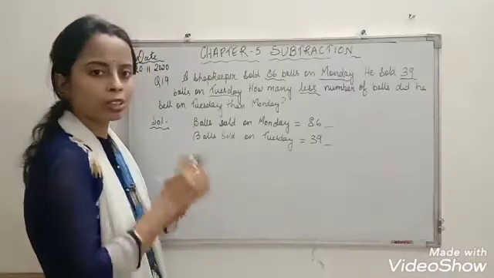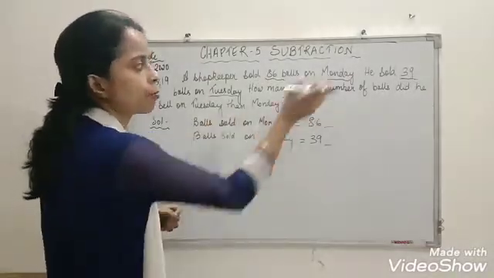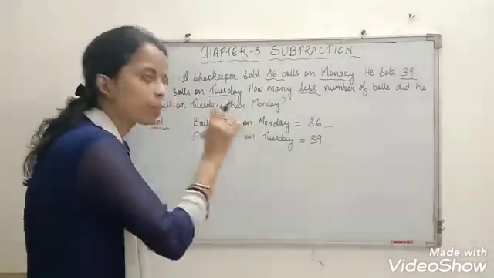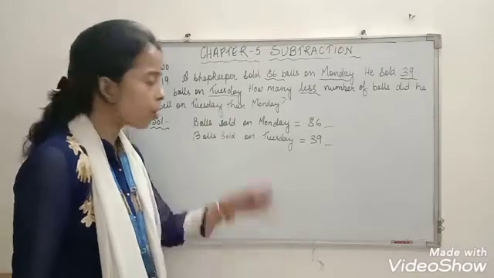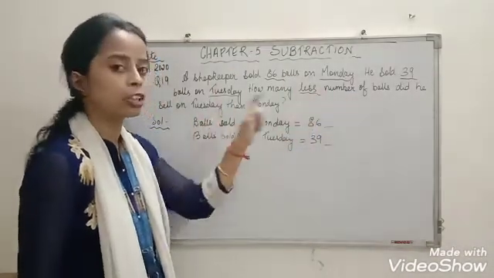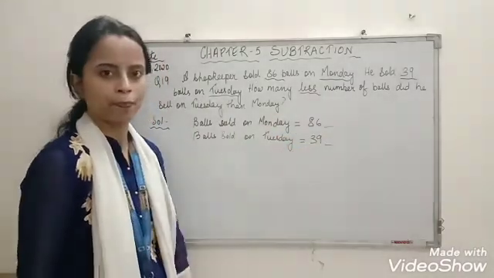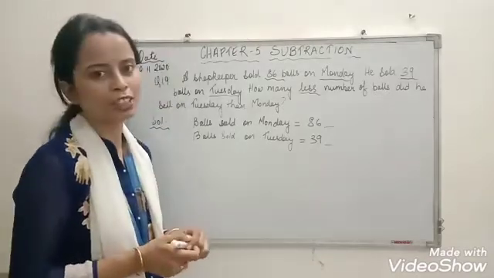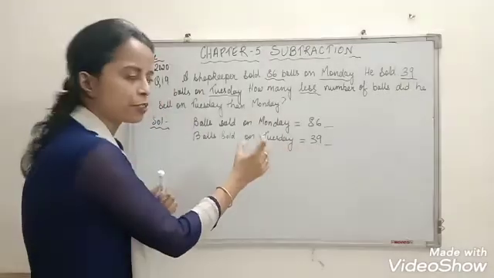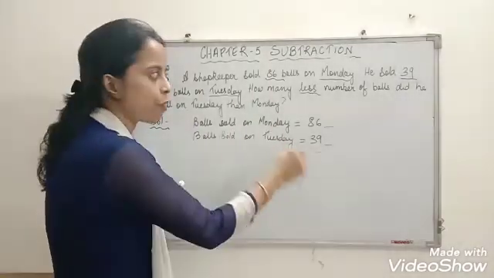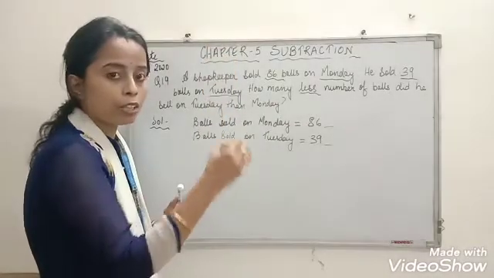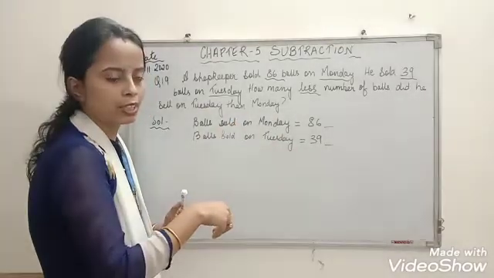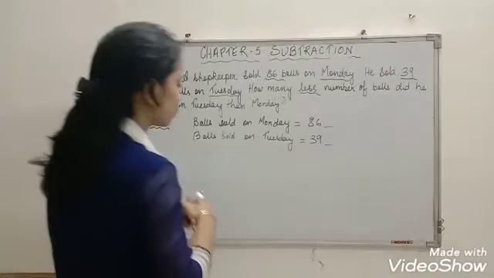Now what does the question ask? How many less number of balls did he sell on Tuesday than Monday? You have to find out how many less. So how are you going to find out, children? So here we are going to do subtraction to find out the number of balls sold on Tuesday compared to Monday. Clear? Got it?